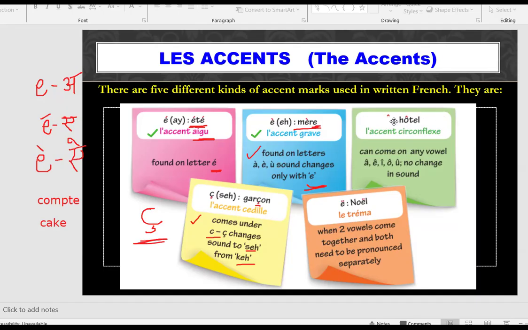So we have another accent which is called accent circonflexe. The symbol is like a hat, an upside-down V. It can come on any vowel, a, e, i, o, u, but there is no change in the sound. It is just an accent which you may see on certain words, so you have to learn those words as they are. For example, hotel. The pronunciation of O remains O. Even if there is an accent circonflexe, O is O. Hotel.